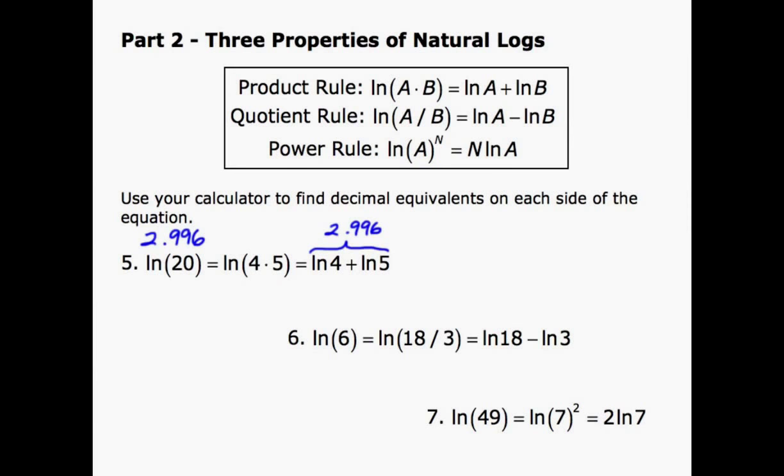Let's move to ln of 6 is equal to the ln of 18 minus the ln of 3. In doing these calculations, you should conclude that both sides are the same, being 1.791. And finally, let's go to number 7, where we're going to convince ourselves of the power rule. The natural log of 49 is equal to 2 ln 7. And again, both sides end up being the same exact thing. In a moment, we're going to switch to a new slide, where we will expand and condense natural logs and use these properties throughout.